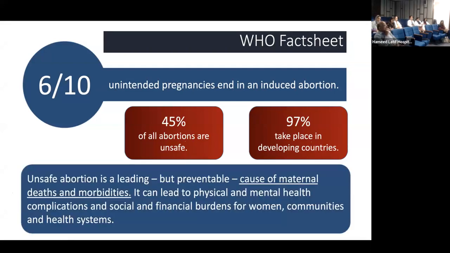And if you look at the consequences of unsafe abortions, it is preventable, but it results in maternal death and morbidity because of the processes which are involved. And it can lead to physical and mental health complications, and social and financial burdens for women, communities, and the health system. Because if 10% of maternal mortality in countries like Pakistan is because of unsafe abortion, that's a large number of women dying of that. And all you need to do is provide the services. Number one, prevent the unintended pregnancies and offer safe abortion. Yes, and availability of safe abortion care.